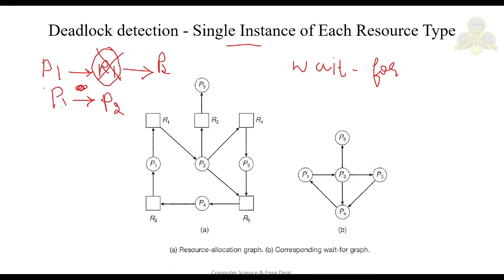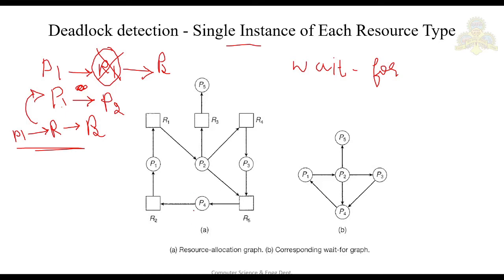This edge from P1 to P2 exists in the wait-for graph if and only if the corresponding resource allocation graph contains two edges, that is, P1 to a resource and that resource to P2. Something like this should be present in your resource allocation graph. Then only this can be written like this in your wait-for graph. Okay, we'll see an example here.